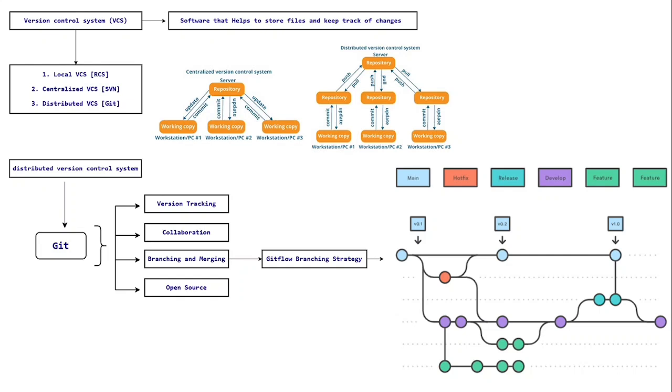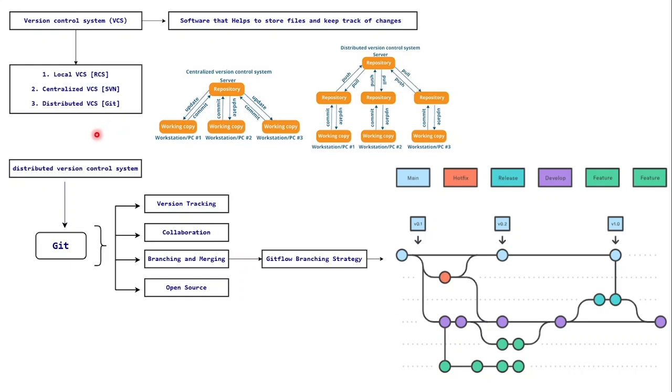So there are majorly three types of version control system. First one is local version control system, second one is centralized version control system, and third one is distributed version control system. So in local version control system, it is being used at a local device or a local VM or a local server. And revision control system was the one which was local version control system. It was used in the 90s. It was developed by Unix.